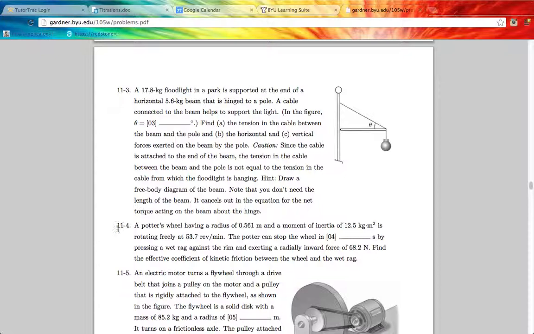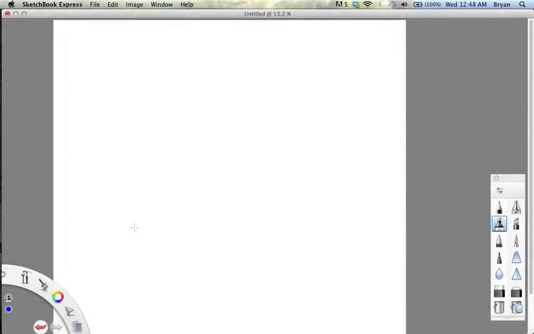Let's go to 11.4, a potter's wheel. Alright, so hopefully you guys have the question in front of you. We're going to draw a diagram. Now this one's a little more tricky because they don't give us a picture, but we can do it. Check it out.